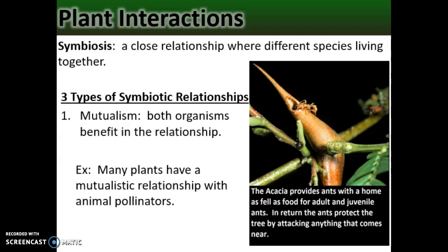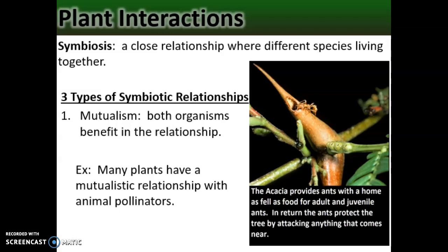Hi everybody. Today's lesson is on symbiosis. Symbiosis defines a close relationship where two species are living together over a period of time. Now there are three different types of symbiotic relationships. The first of which is mutualism. In a mutualistic relationship, both organisms benefit by being in this relationship.